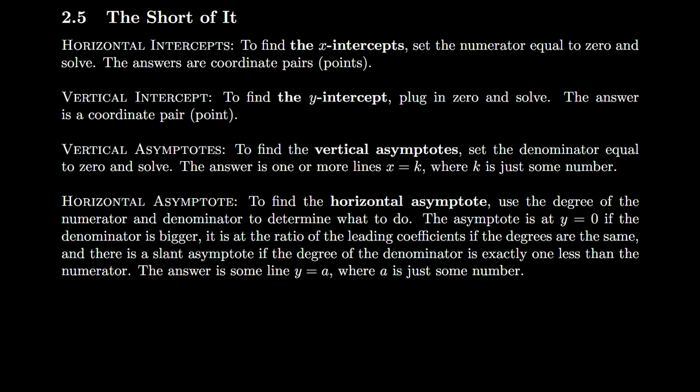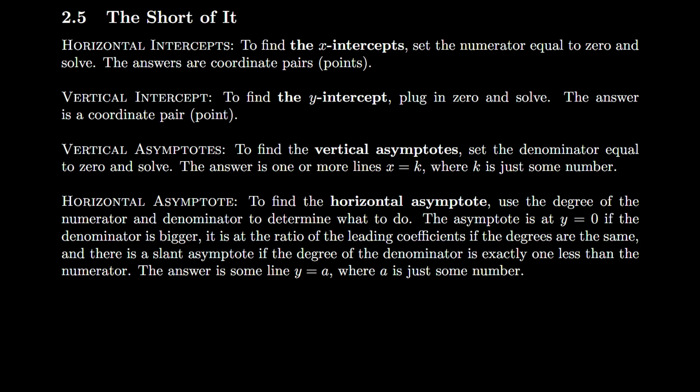Then there's the horizontal asymptote, and this is as put together as I possibly can for you. To find the horizontal asymptote, you use the degree of the numerator and the denominator to determine what to do. The asymptote is at y equals 0 if the denominator is bigger. It is at the ratio of the leading coefficients if the degrees are the same, and there's a slant asymptote if the degree of the denominator is exactly 1 less than the numerator.